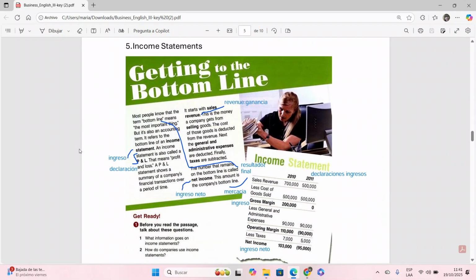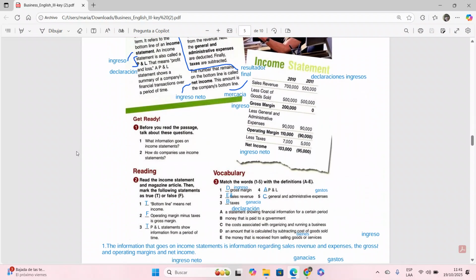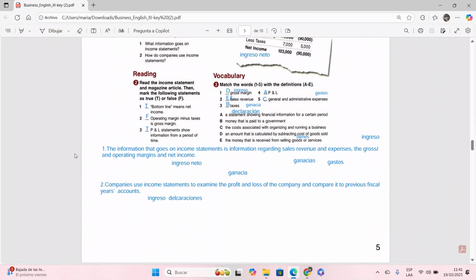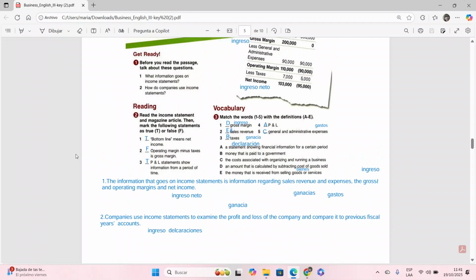5. Income statements. 1. What information goes on an income statement? The information that goes on income statements is information regarding sales revenue and expenses, the gross and operating margins, and net income. 2. How do companies use income statements? Companies use income statements to examine the profit and loss of a company and compare it to previous fiscal years' accounts.